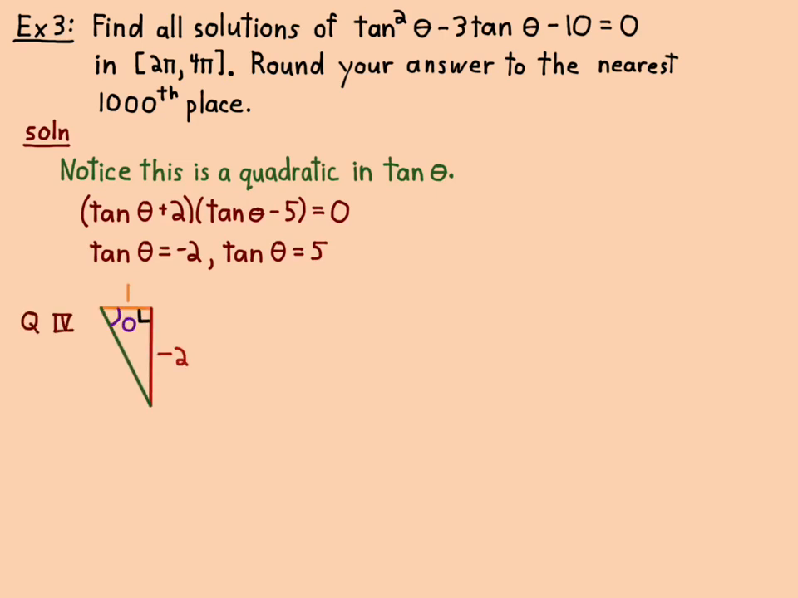So for tangent theta equals negative 2, I get this triangle. I know it's this triangle because tangent is opposite over adjacent. And the arctangent, which I'm going to use here because it's not going to be one of my standard triangles, is going to be in quadrants 1 or 4. The other angle with tangent negative 2 would give me a triangle in quadrant 2, which is not where arctangent is. So that's why I'm ignoring that one.